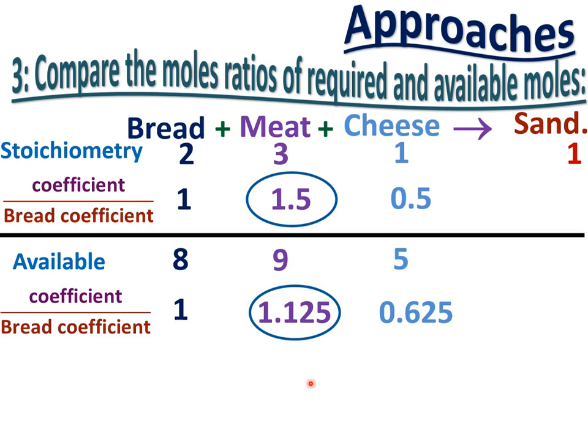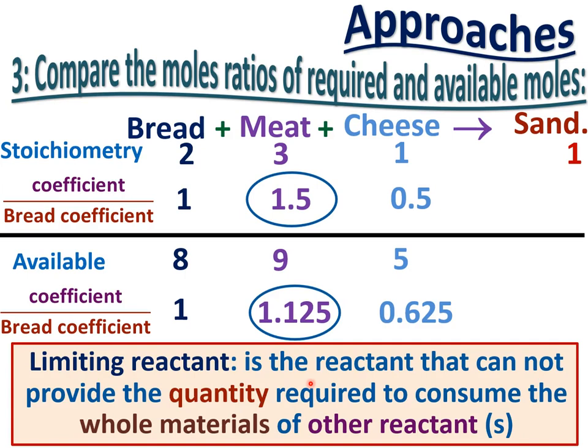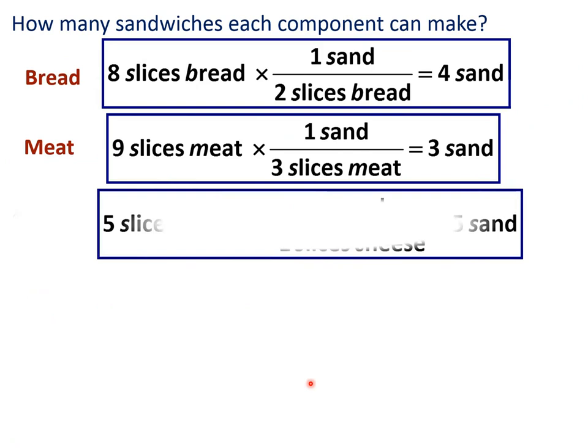So the limiting reactant can also be defined as the reactant that cannot provide the quantity required to consume the whole amount of the other reactants. All these are definitions for the limiting reactant, and they apply to chemical equations. The bread can make 4 sandwiches, meat 3, cheese 5. So overall, we will have 3 sandwiches.